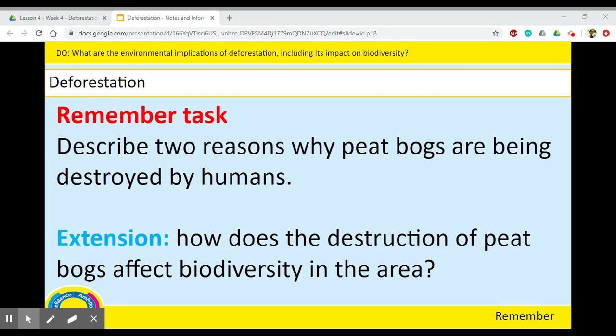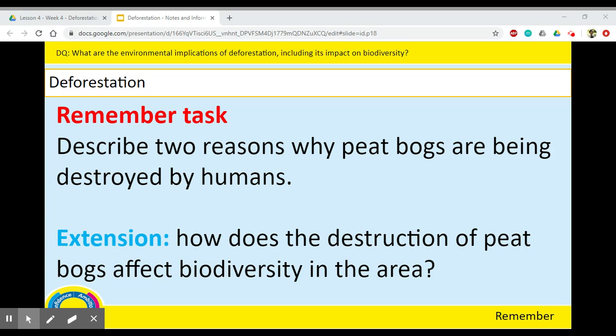I want you to describe 2 reasons why peat bogs are being destroyed by humans. So this is going back to what you did last week. Once you've done that, have a go at the extension. How does the destruction of peat bogs affect biodiversity in the area? So you're going to need to pause the video here for about 5 minutes, have a go at these 2 questions, and then come back for the answers.